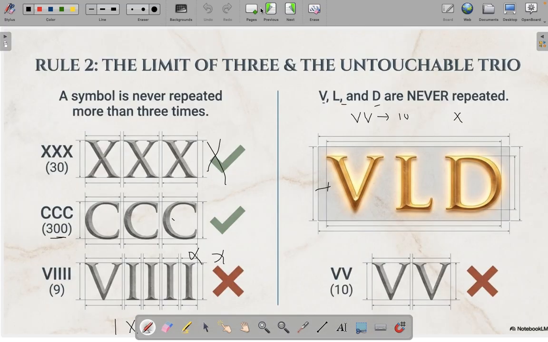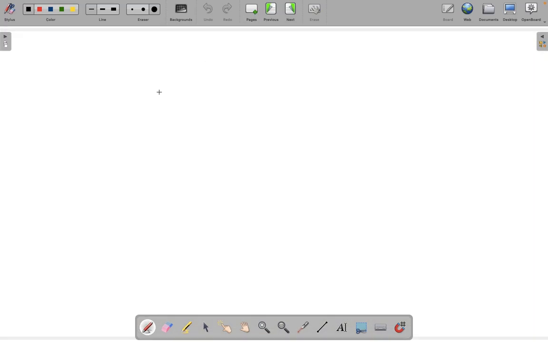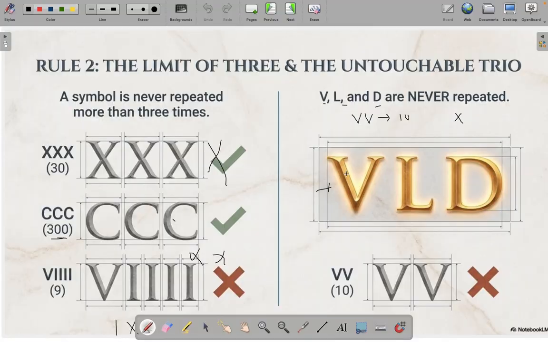Before this, let me just give you a few examples. Sir, can M be repeated 2 times? Yeah, you can repeat M up to 3 times. The only letters that you cannot repeat are V, L and D. Other than this, you can repeat any one up to 3 times maximum. Okay, is this clear? Yes, sir.